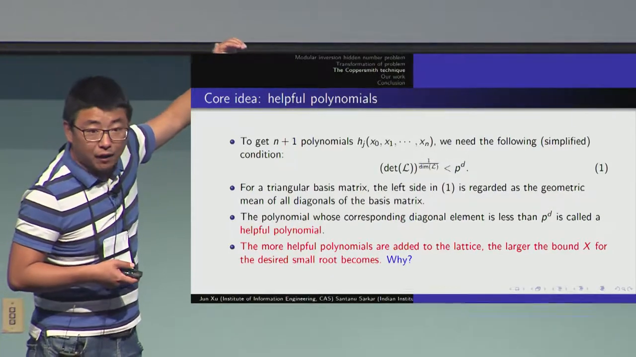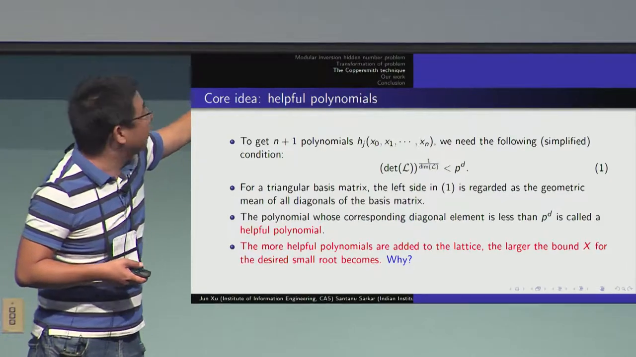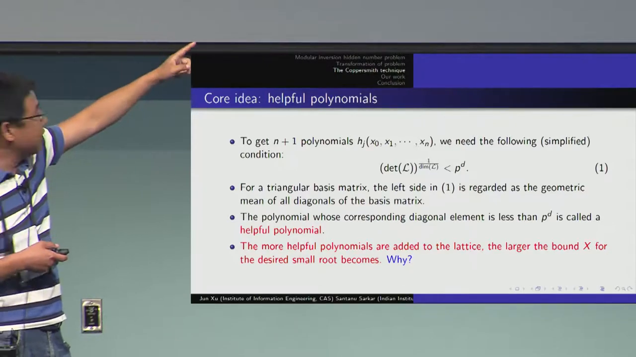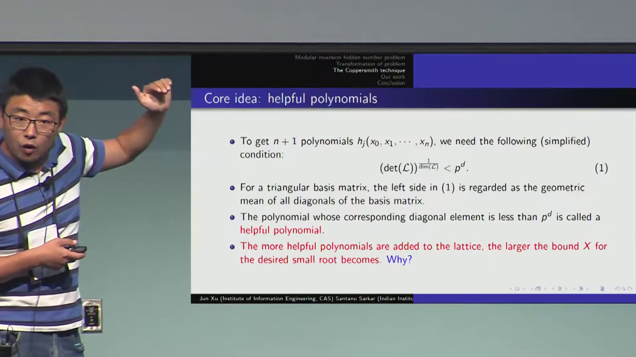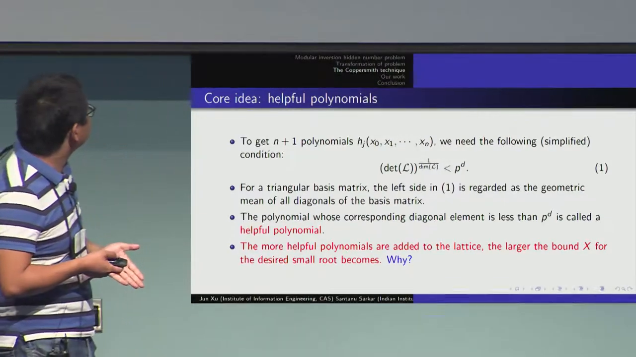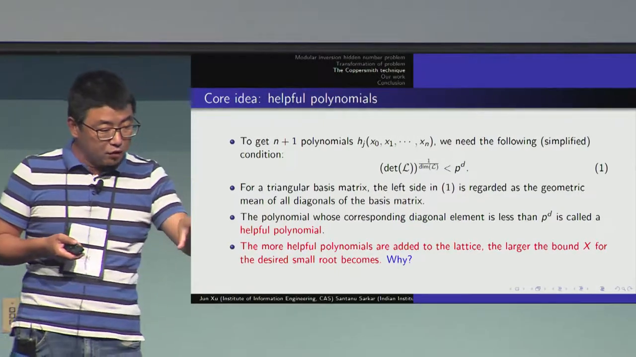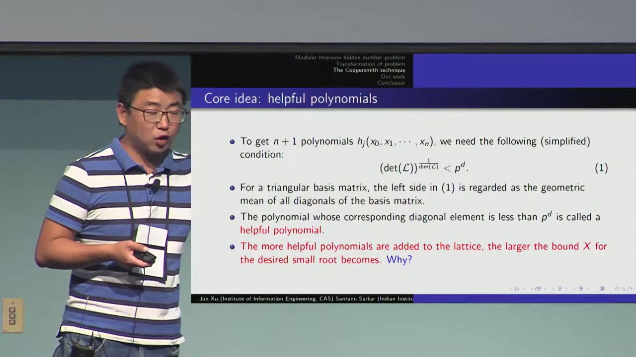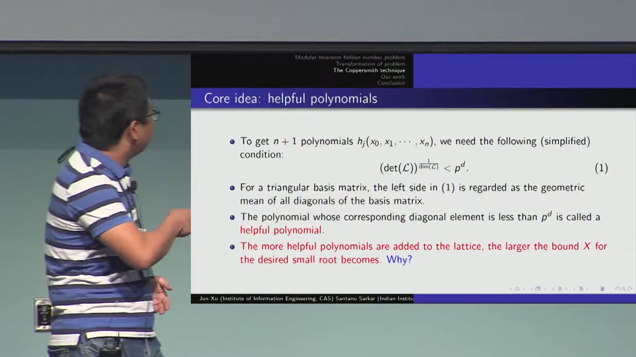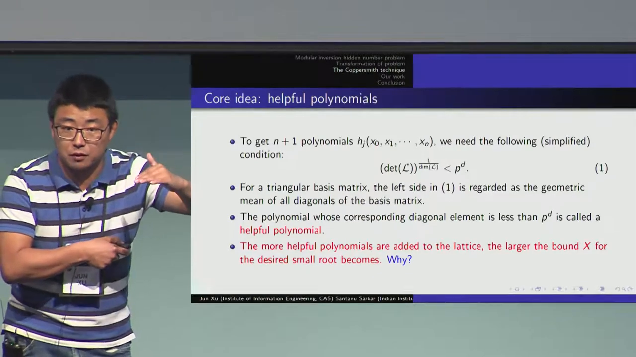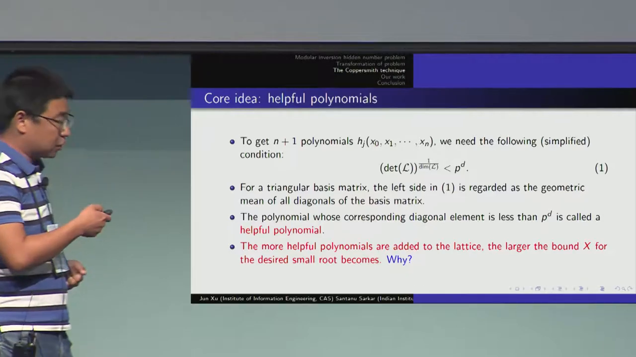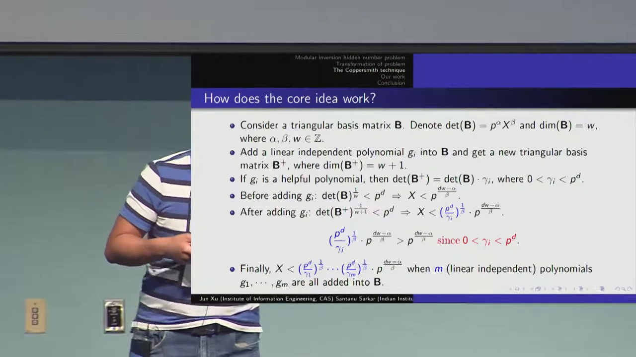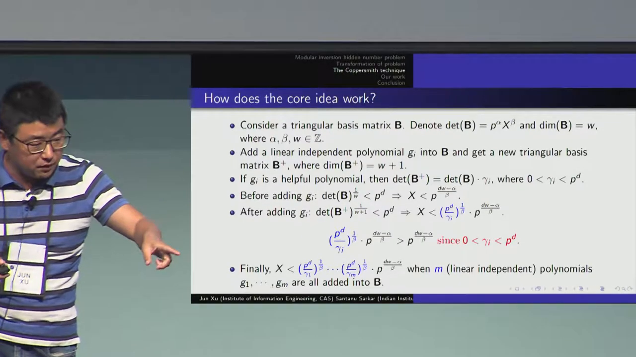The Coppersmith method's core idea is the Helfrich polynomial, which is very important to this paper. To get n plus one polynomials, we need the following simplified condition: the determinant of L to the power one over the dimension of L is smaller than P to the power d. The left side of the condition means the geometric mean of all diagonal entries of the basis matrix. So a polynomial whose corresponding diagonal element is smaller than P to the d is called a Helfrich polynomial.